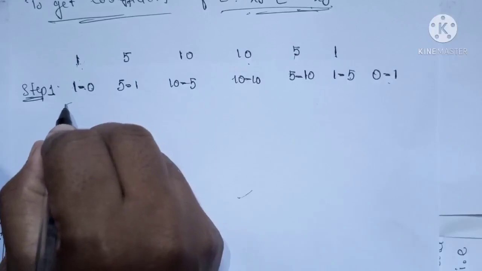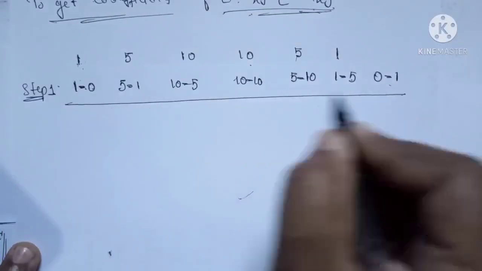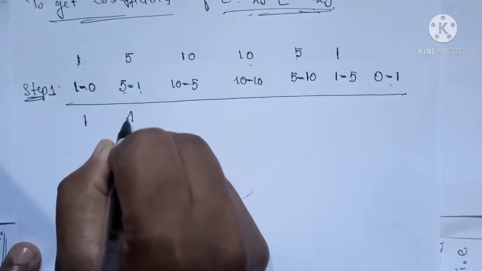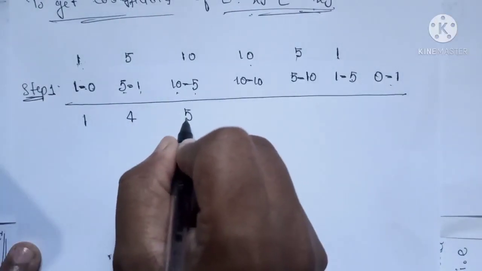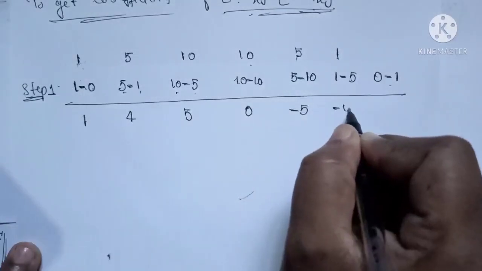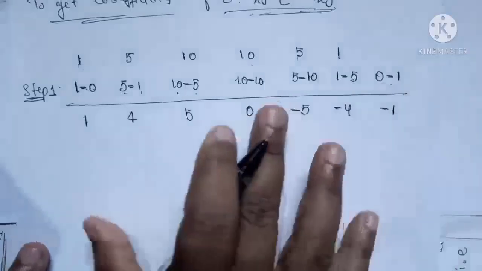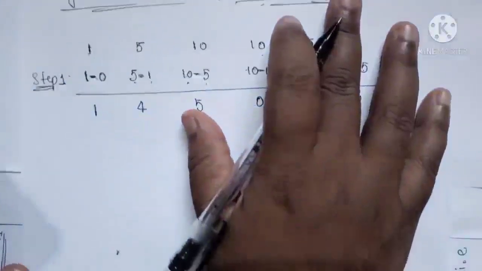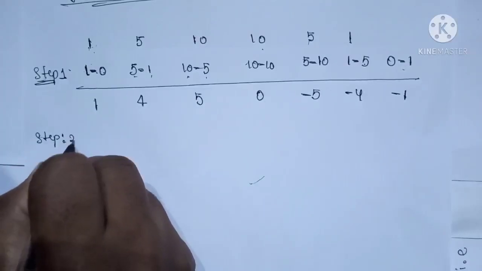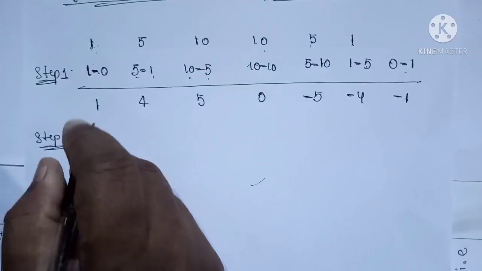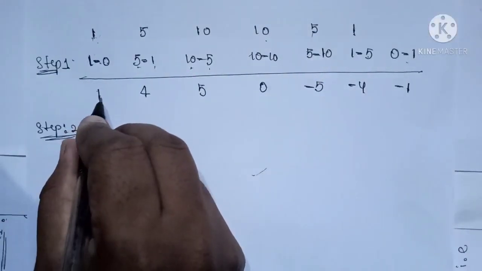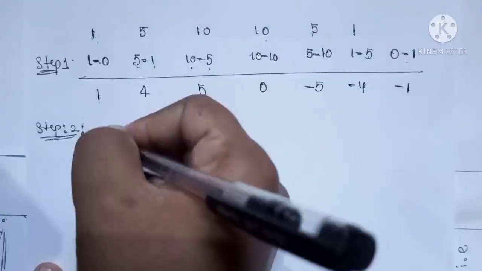So first we simplify this one. 1 minus 0 equals 1, 5 minus 1 is 4, 10 minus 5 is 5, 0 minus 5 is minus 5, 5 minus 10, minus 4, minus 1. Because here the degree is 3, we should repeat this step. We repeat this thrice.